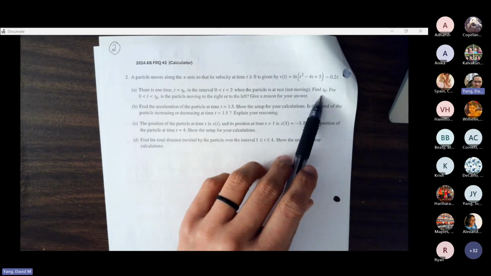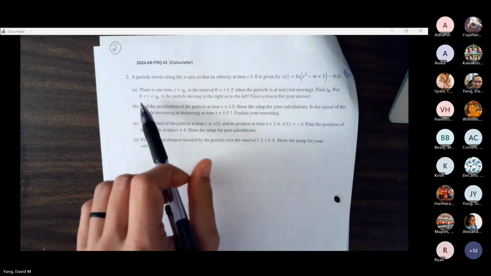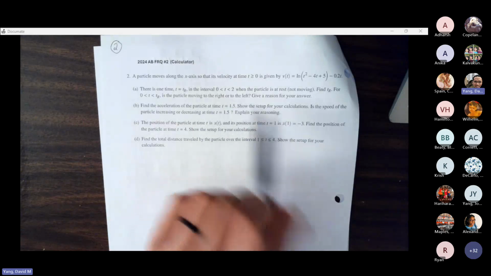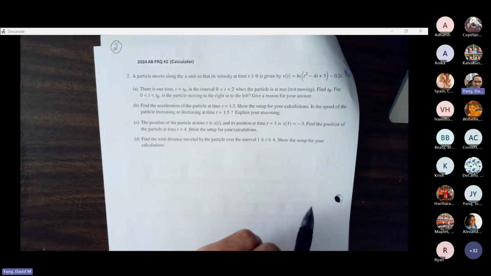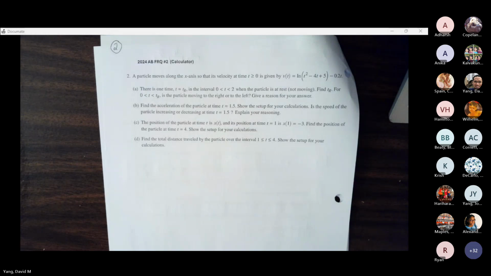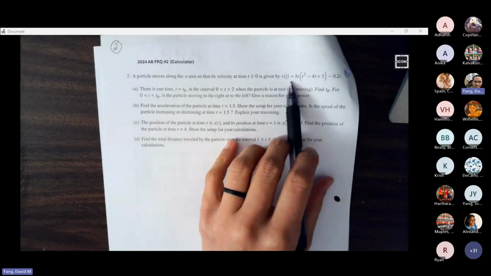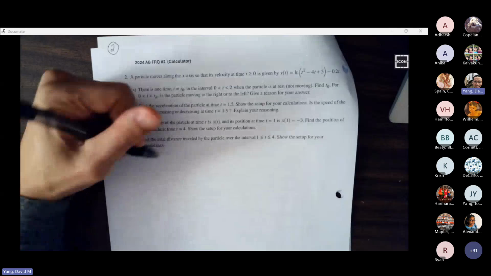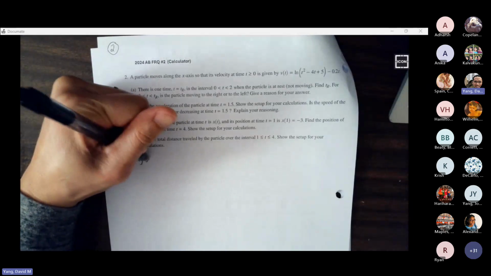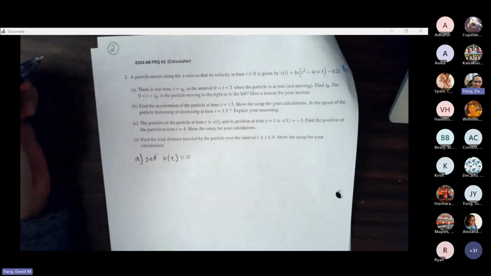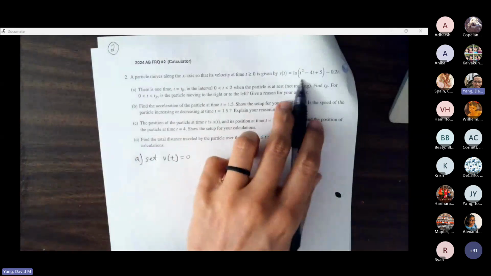Find this time. For t between 0 and t sub r, is the particle moving to the right or to the left? Give a reason for your answer. So if we want to figure out where the particle is at rest, that's when our velocity is equal to 0. So for part A, I'm going to set my v of t equal to 0. And because this is a calculator question, I'm going to make the calculator do it for me.